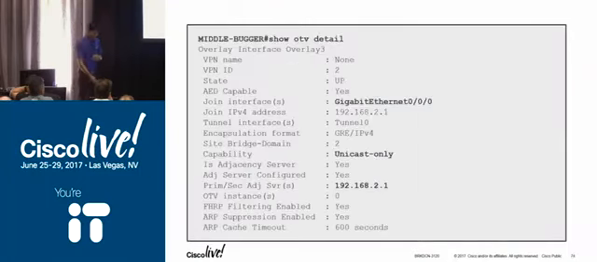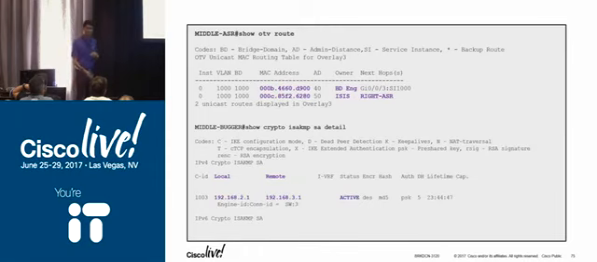Some health check related to this. Show OTV detail, same outputs. The show OTV detail would tell you the joint interface, the IP address you're using, the mode of transport you're using. And again, show OTV route will have the BD and ISIS.